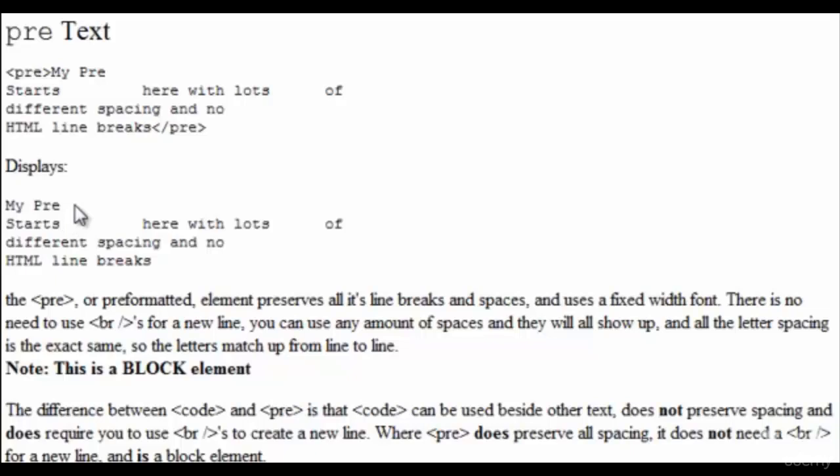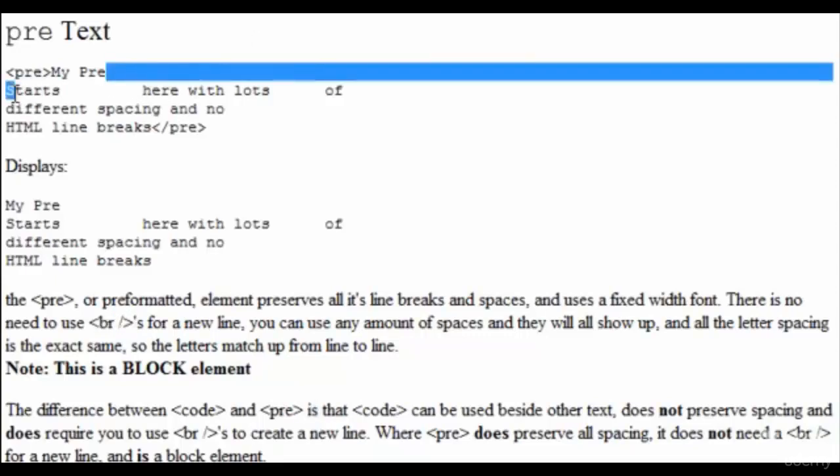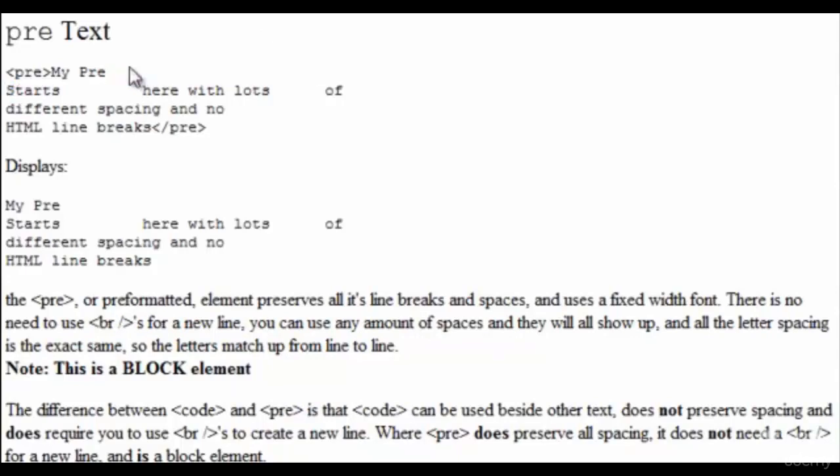With pre-formatted text, you also don't have to use any line breaks. So there's no need to use the BR tag. You can simply cut down to the next line. For example, from here to here. There's no BR in there, and it still created a new line. And very similar to how the code element works, all the letter spacing is the exact same, so the letters match up from line to line. For example, if you take a look at the first letter of each of the 4 lines here, they line up perfectly. Even the smaller letter, such as I, matches perfectly with a capital T, which is a much larger letter.